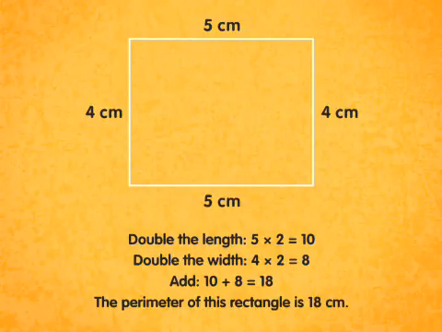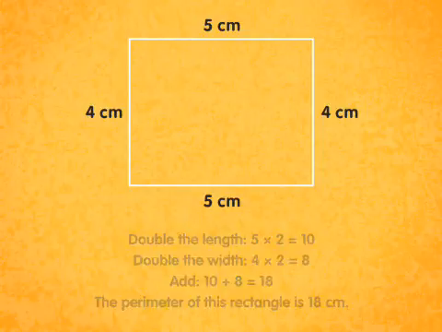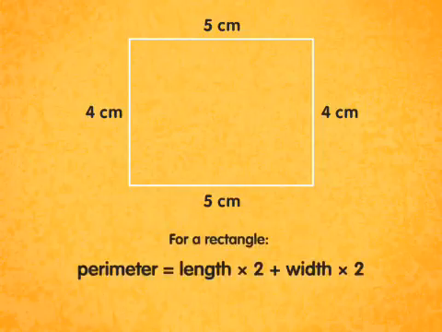We can describe this method using a rule. For any rectangle, the perimeter is equal to the length times 2 plus the width times 2. A rule described with an equation like this is called a formula.